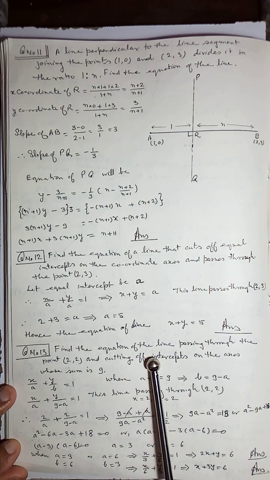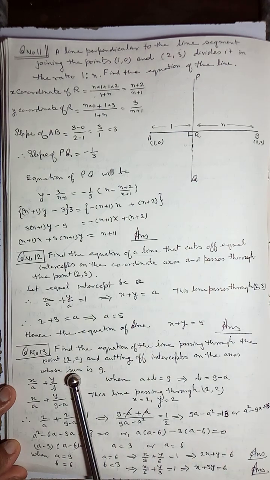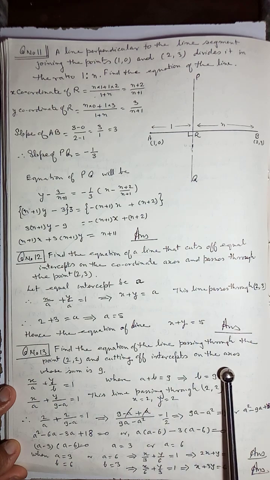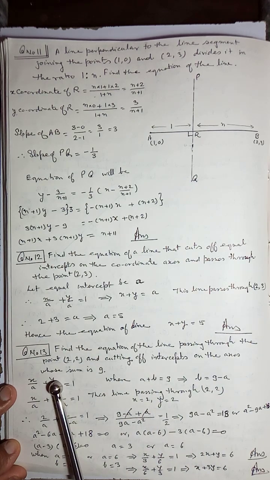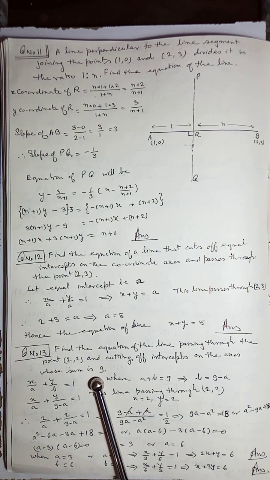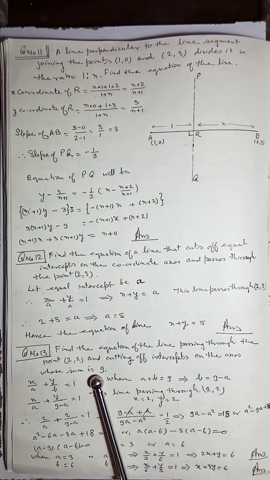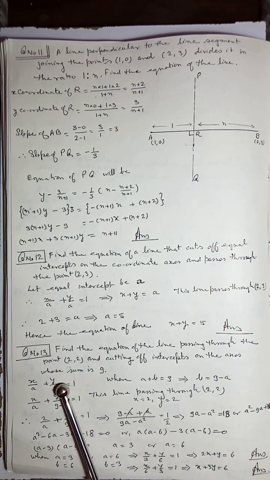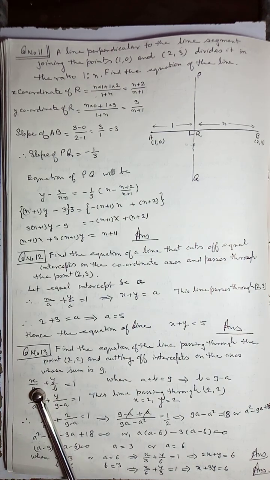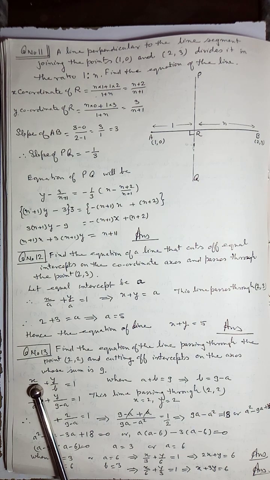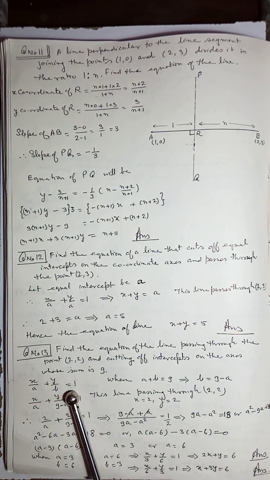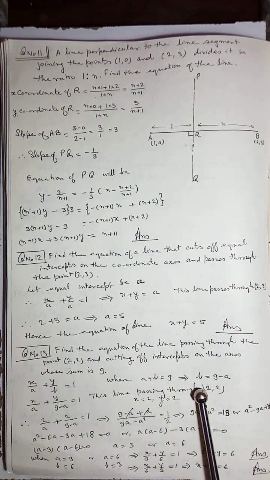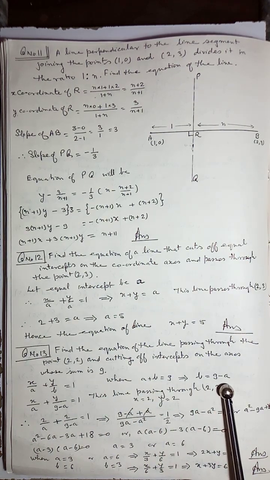Find the equation of the line passing through the point (2, 2) and cutting off intercepts on the x-axis and y-axis whose sum is 9. Here the general formula for intercept form is x by a plus y by b is equal to 1, where a plus b is 9, it is given. So b will be equal to 9 minus a.